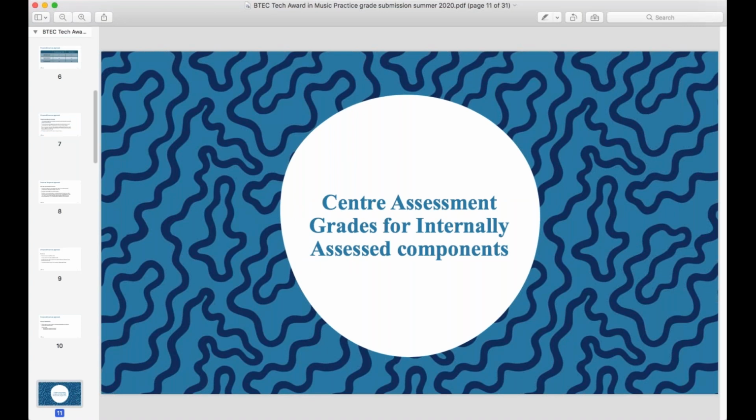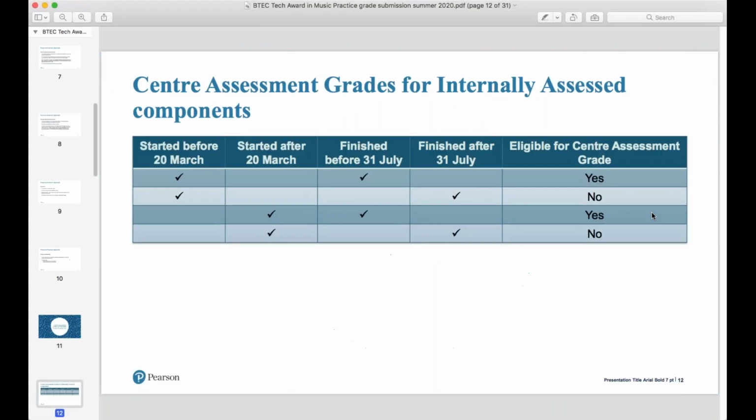So to look in more detail at the internally assessed components, internally assessed components that are eligible for a centre assessment grade must have been planned to be completed by the 31st of July. They may have been started before the 20th of March or have been planned to begin after the 20th of March. Components that are due to be completed in the next academic year are not eligible for a centre assessment grade. We are obviously aware that these components would have been impacted as well, and we are looking at ways to support centres with the delivery and the assessment of these.